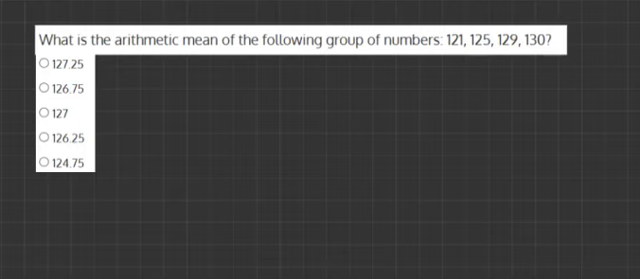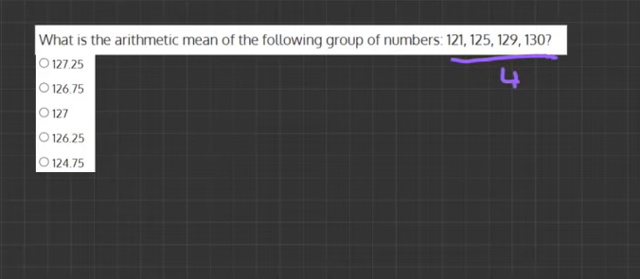What is the arithmetic mean of the following group of numbers? So we have 4 numbers here, and to find the arithmetic mean, we need to add them all up together, and then divide it by the amount of numbers we have, which are 4. But adding these 4 big numbers together isn't easy.